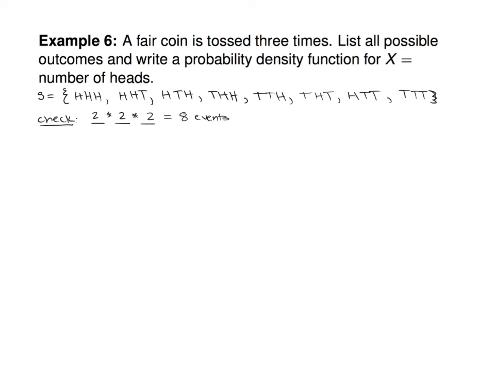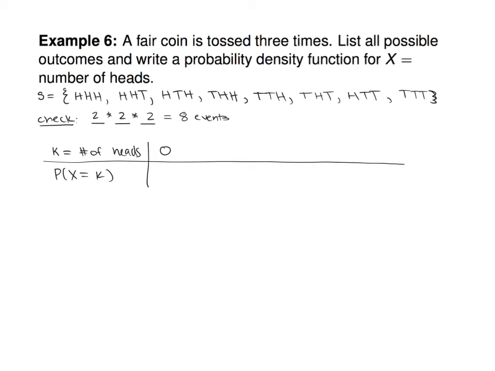Okay, now we're going to make a table that gives us the probability of having 0 heads, 1 head, 2 heads, or 3 heads, as those are the possibilities. So our k is equal to the number of heads, and the probability that x equals that specific k. Okay, first of all, the probability that we have no heads, well, that's just this one outcome, tails, tails, tails, out of 8 possibilities. So 1/8.